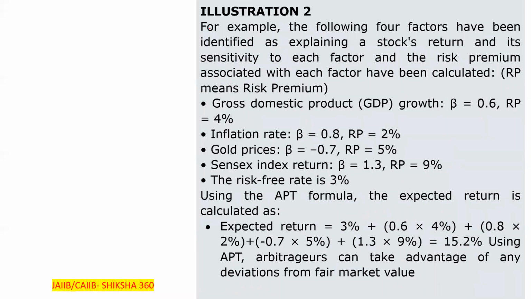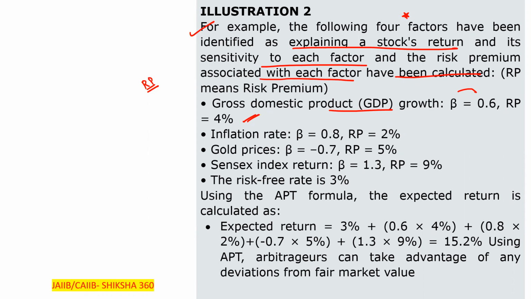Now let's try to understand with the help of an example. For example, the following 4 factors have been identified as explaining the stock returns and its sensitivity to each factor, and the risk premium associated with each factor has been calculated. RP is the risk premium. For gross domestic product, the beta is 0.6 and the risk premium is 4%. For the inflation rate, beta is 0.8 and risk premium is 2%. For gold, beta is minus 0.7 and risk premium is 5%. For Sensex index return, beta is 1.3 and the risk premium is 9%. The risk-free rate is 3%.